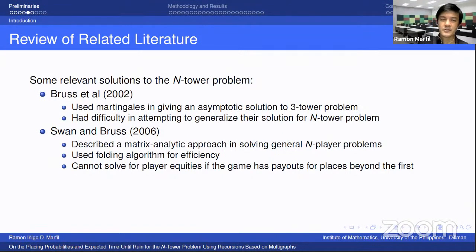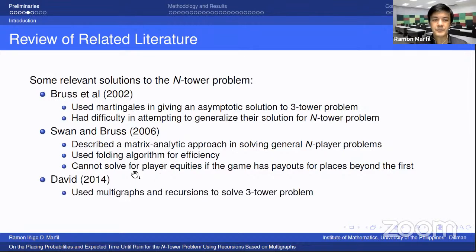And one limitation for their research is they cannot solve for player equities if the game has payouts beyond the first place. So kaya lang nilang isolve yung probability ng pag-place ng first and last ng bawat player. Hindi nila kayang hanapin kung ano yung probability of placing second, third, and so on. So yun yung isa sa mga limitations ng research nila na gagawa natin ng paraan dito sa research natin.